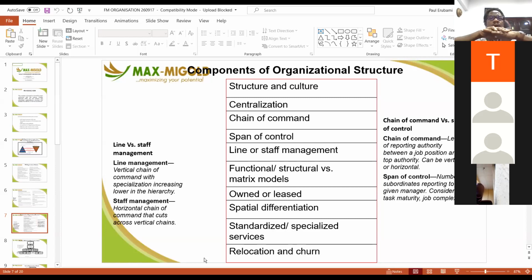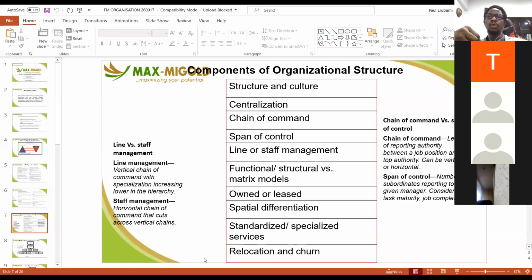Now, the horizontal one is what we call the span of control. The number of people reporting to a position. So if I talk about a general manager being directly under an MD, for example, and having five managers reporting to that general manager, that is called a span of control of five for that general manager. And if there are three general managers reporting to that MD, then the MD has a span of control of three. In essence, the people that you directly supervise or manage are called your span of control.